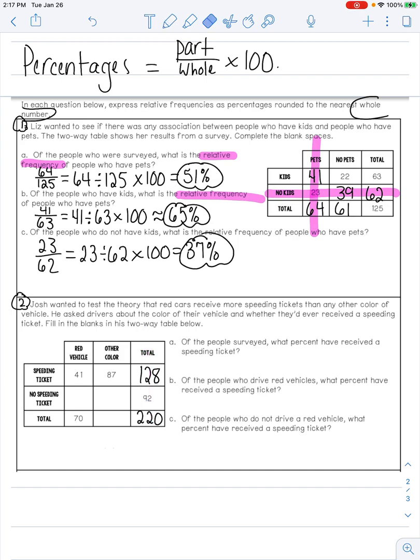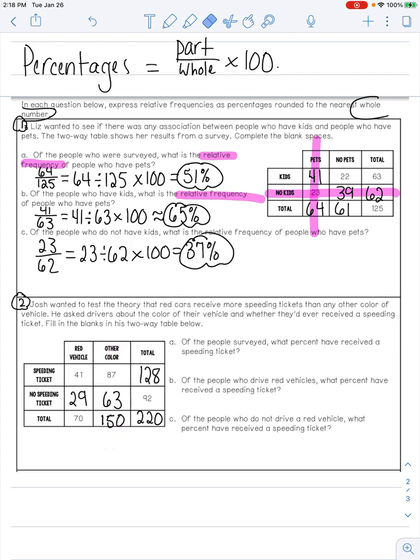And that's going to help me fill in some other stuff. Like right here for red vehicle, I have the total. So I can subtract 70 minus 41 is 29. And let's see what else I can fill in. I can use these two numbers to fill in that blank. I have the total, so I'll do 92 minus 29 to get 63. And nice, now I can add those two numbers to finish that column to get the total. 87 plus 63 is 150.